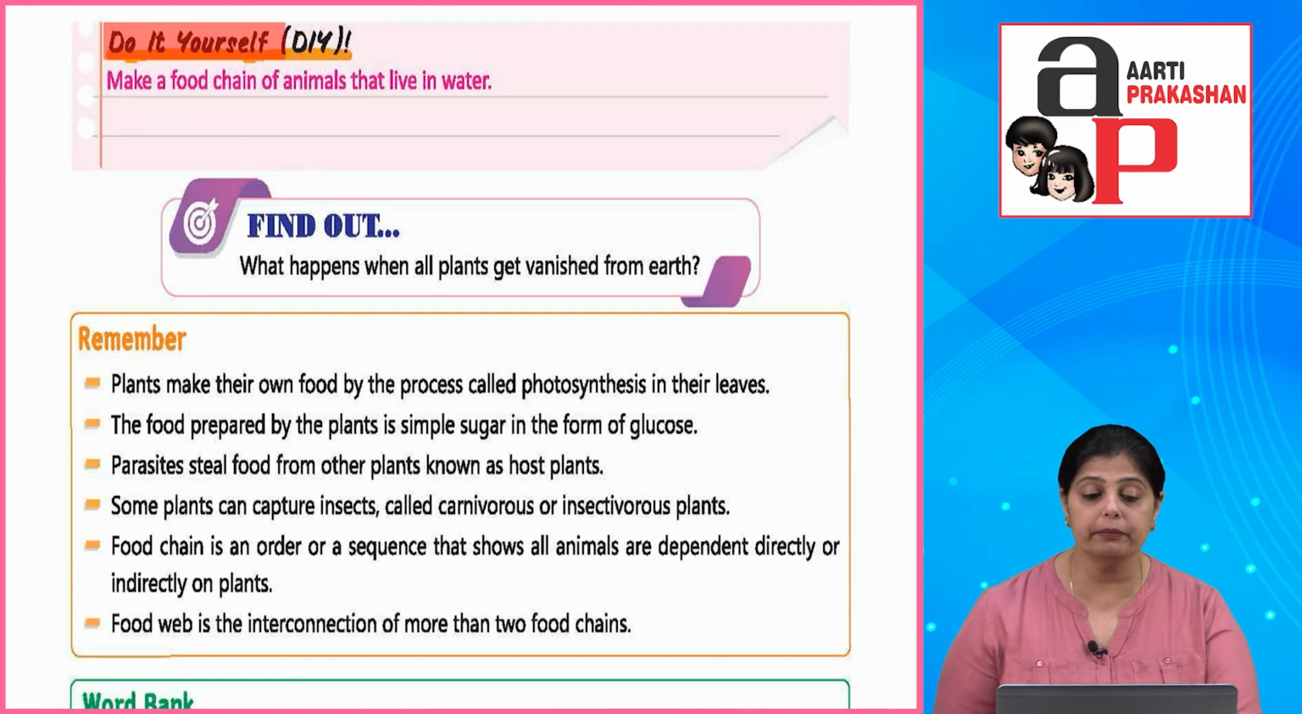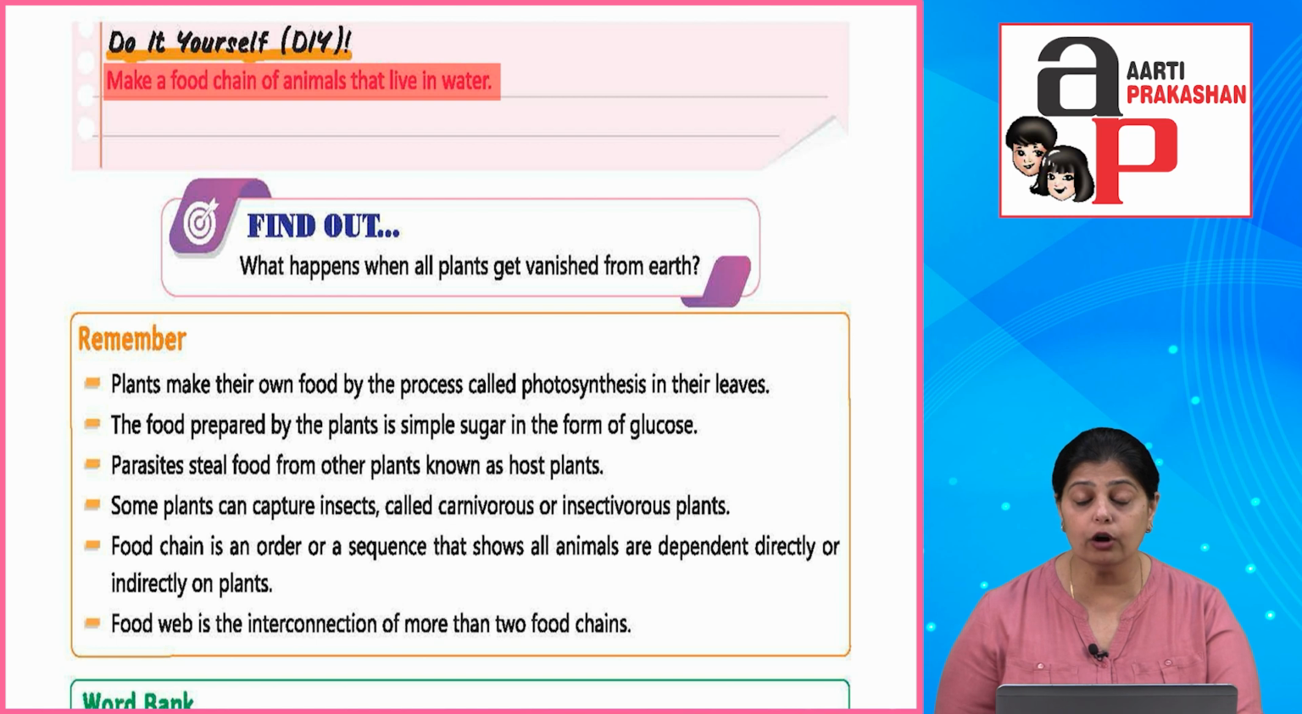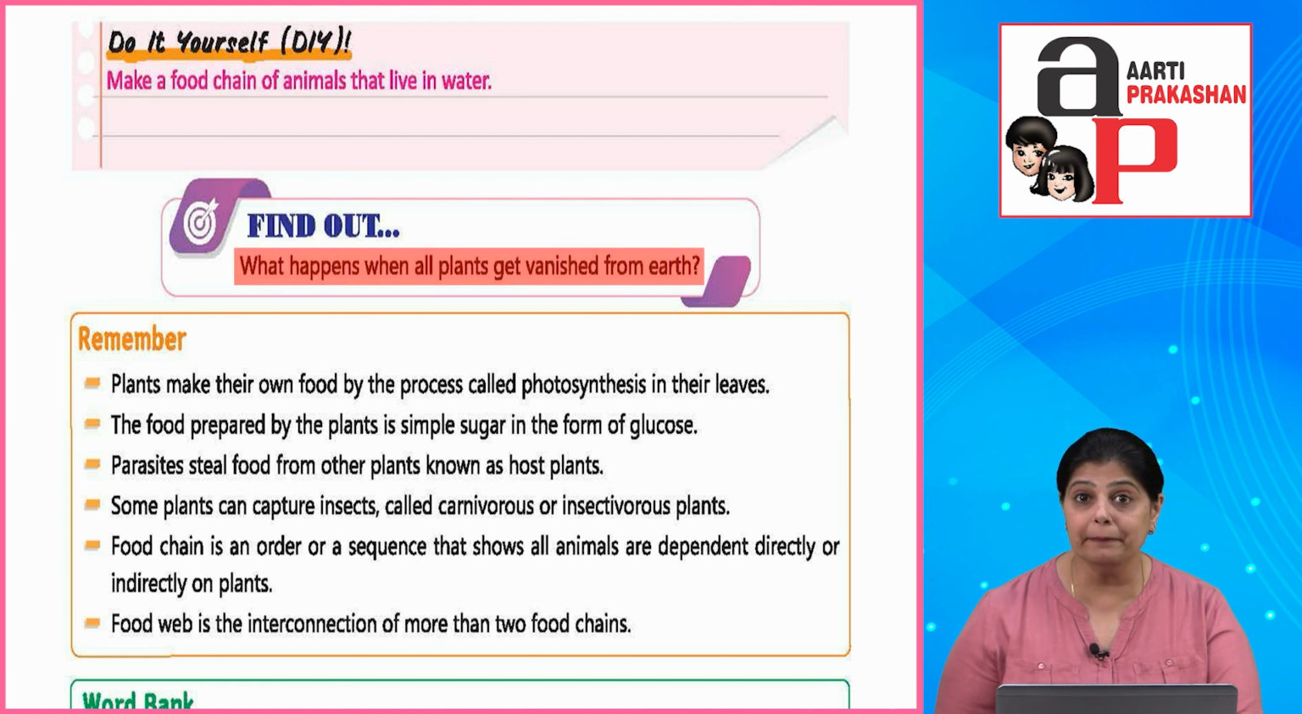Now do it yourself. Make a food chain of animals that live in water and find out what happens when all plants get vanished from Earth. Can you imagine? Can we survive? Because the main source, that is food, will not get it. The main source, that is oxygen, it will be so difficult, isn't it?